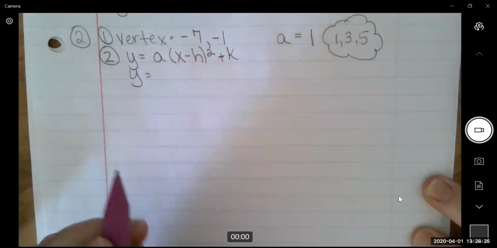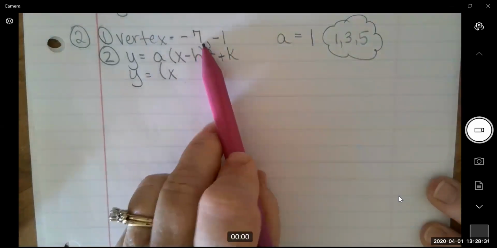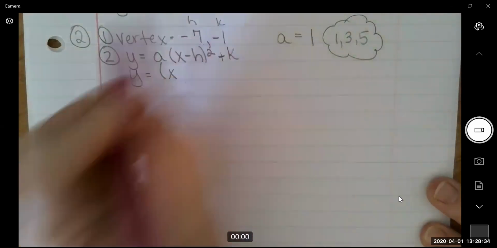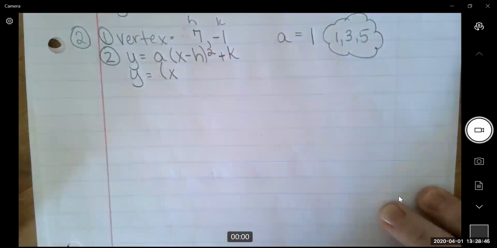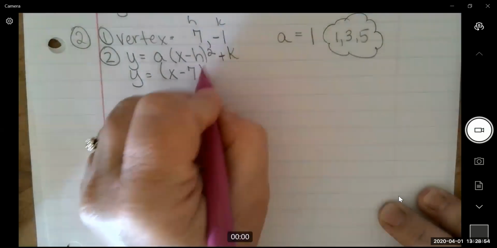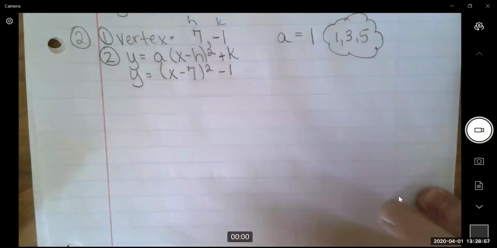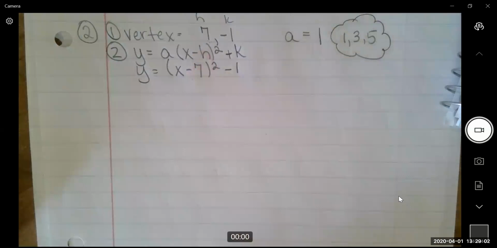Y equals x. So let's look at the vertex. Let's find H and K. We want to go opposite of our, oh, wait a minute. This should be 7. Sorry. All right, so we're going to go opposite of that. So it's going to be x minus 7 squared minus 1. Okay, this actually should have been positive. I really don't want to start the whole video over again, so we're going to go with that. Sorry about the mistake.